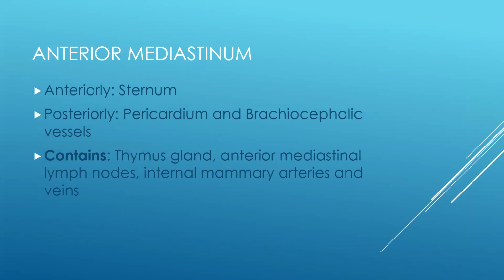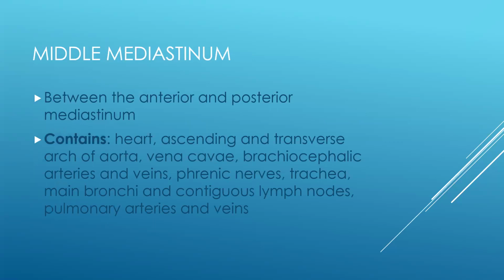So your anterior mediastinum is bordered anteriorly by the sternum and posteriorly by the pericardium and brachiocephalic vessels. It contains the following structures: your thymus gland, anterior mediastinal lymph nodes, internal mammary arteries, as well as veins. Next, you have your middle mediastinum.